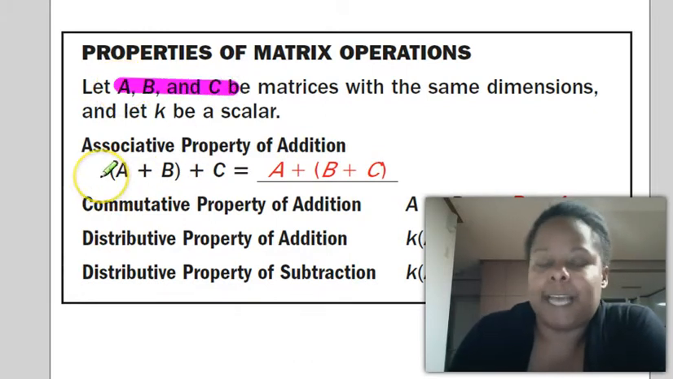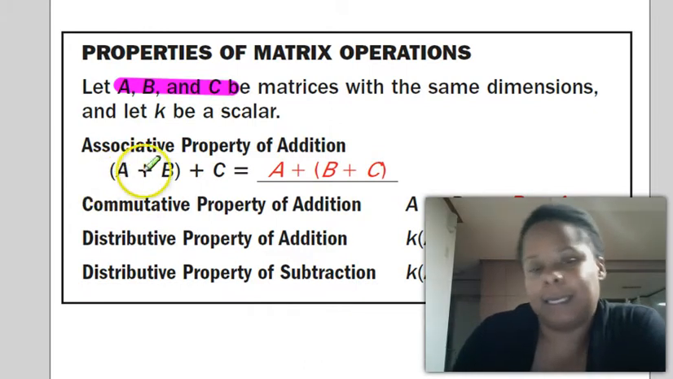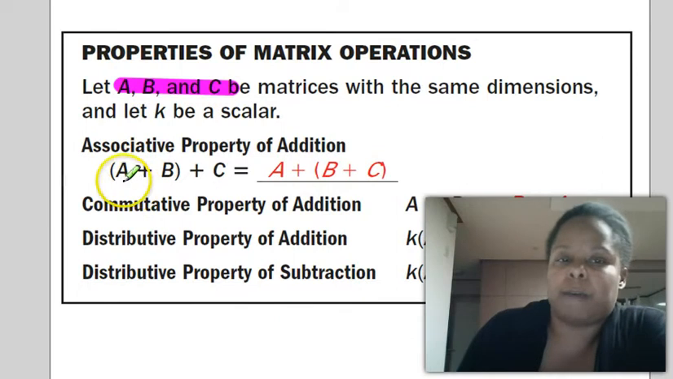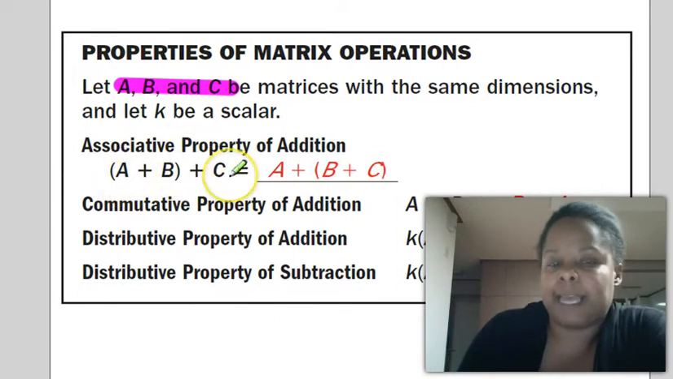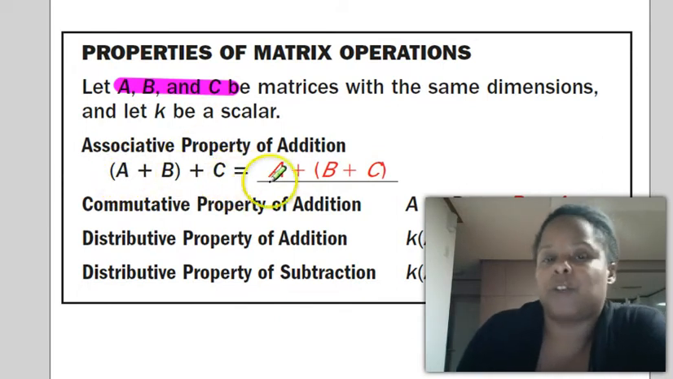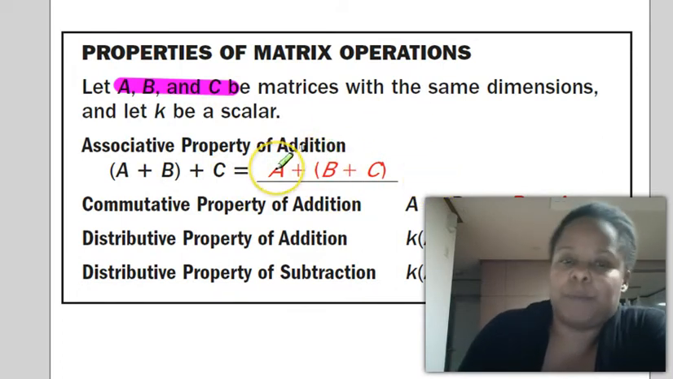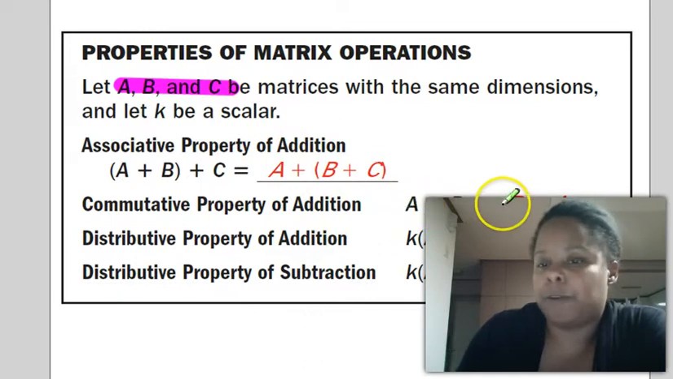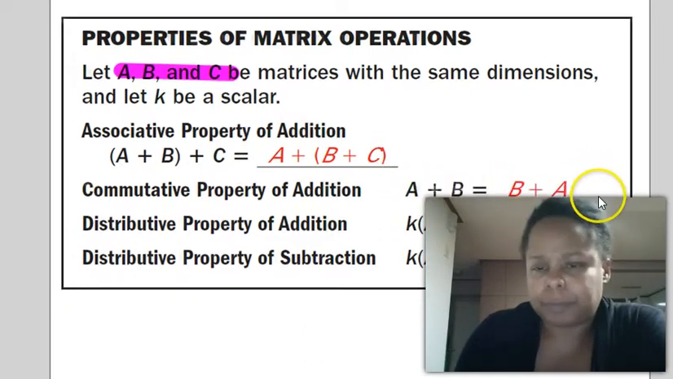So you can only add 2 matrices at a time, just like you can only add 2 numbers at a time, but it doesn't matter the order. So I can add A and B together and then add C to their resulting matrix, or I can add B and C together and add it to A, and it'll be the same matrix. Commutative property, since it's A plus B, it doesn't matter if we add B plus A.